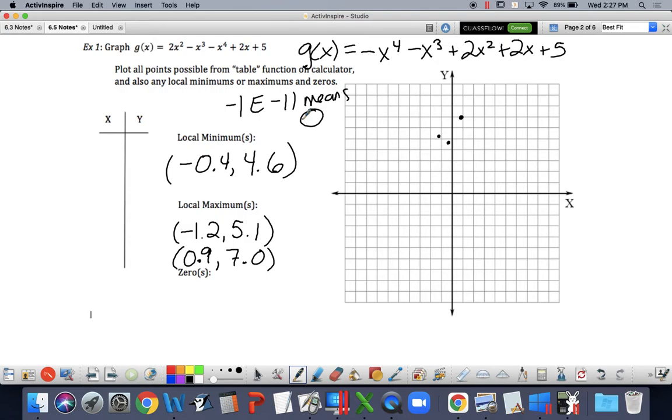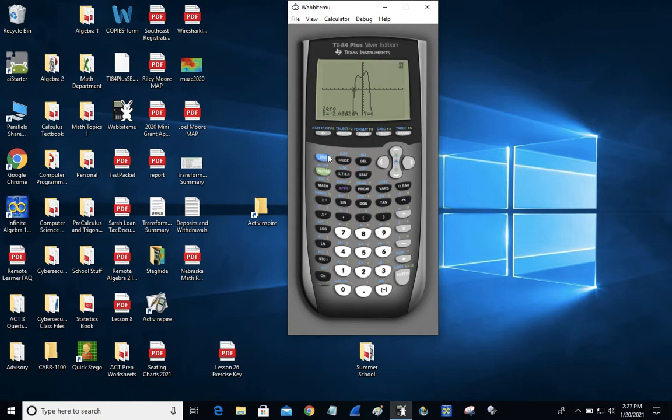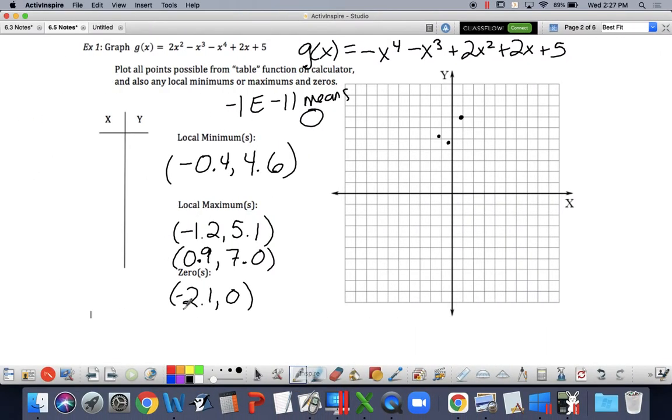So we got our first 0, -2.1. Let's find our second one. Second trace, 0. I make sure I'm to the left of my 0, to the right, as close to on top as I can get, and my second 0 is 1.7 and a 0. Go ahead, put those on my graph. There we go.